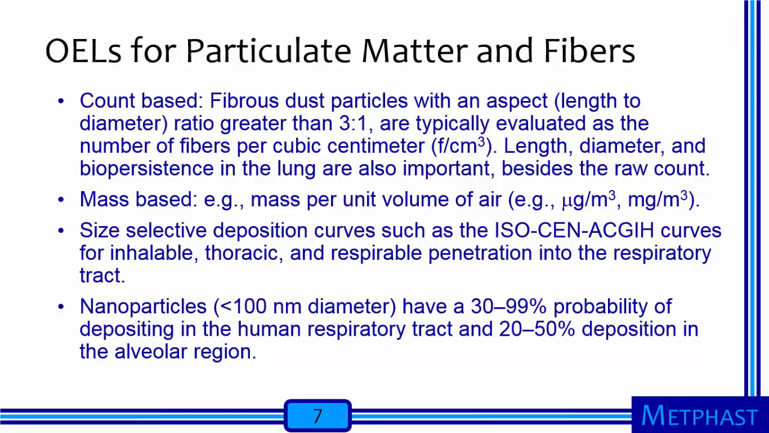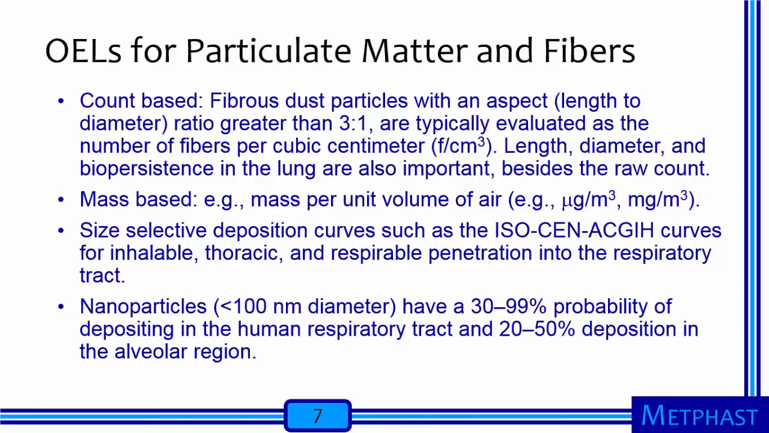Mass-based exposure limits have units of milligrams per cubic meter, or micrograms per cubic meter. The units of measurement have varied over time, with some fibrogenic aerosols, such as crystalline silica, initially measured in units of millions of particles per cubic feet of air, and more recently measured as mass per unit volume of air, for example, micrograms per cubic meter for crystalline silica.